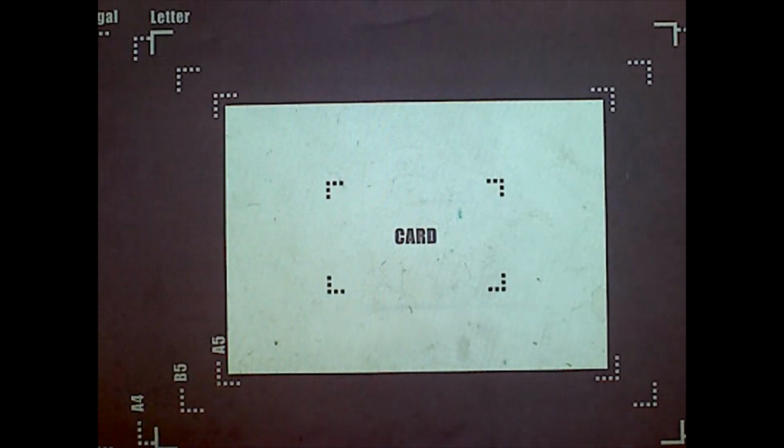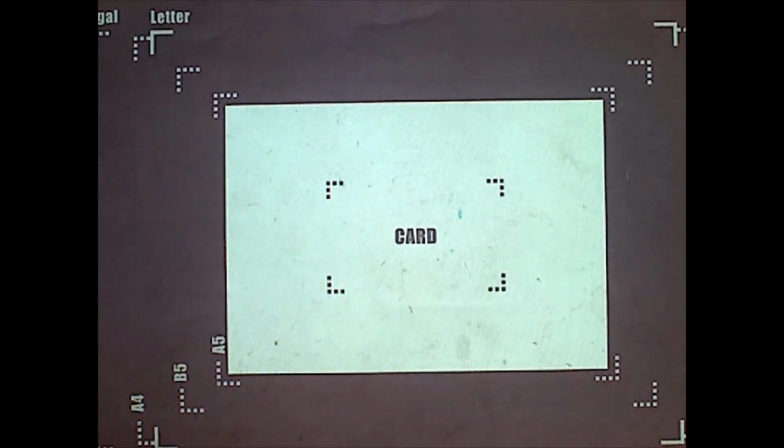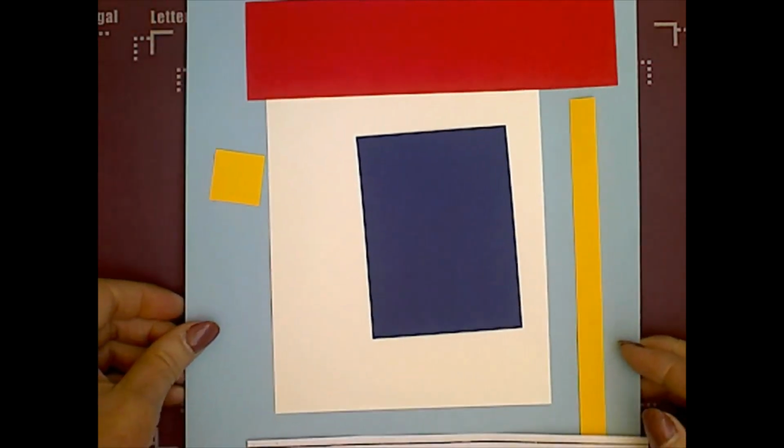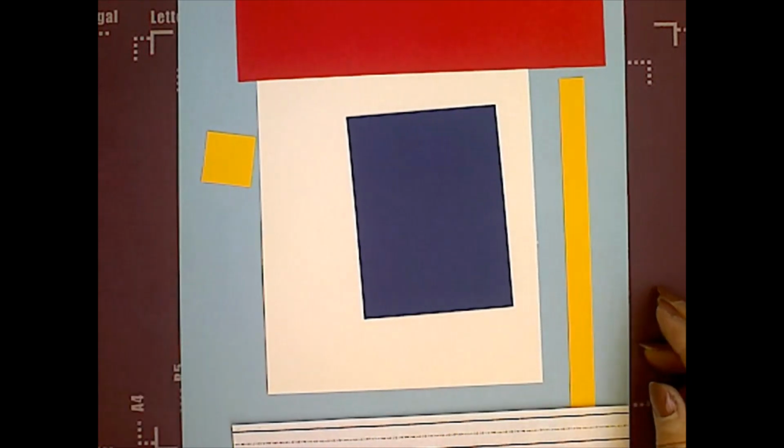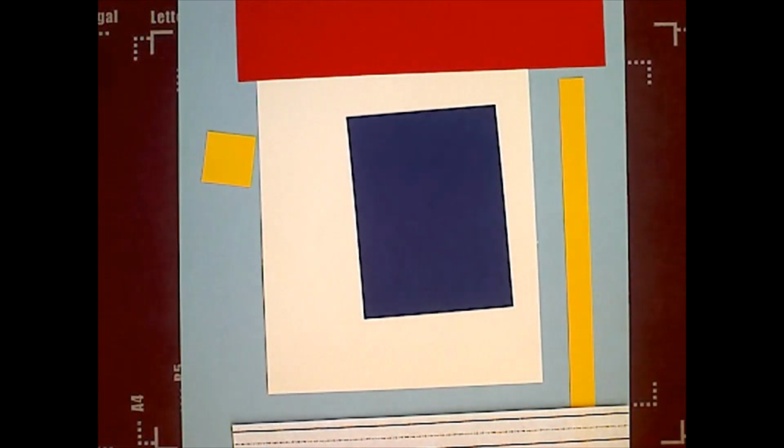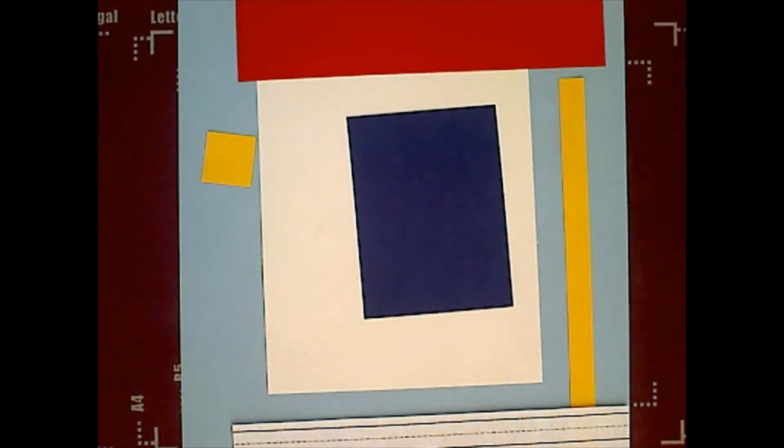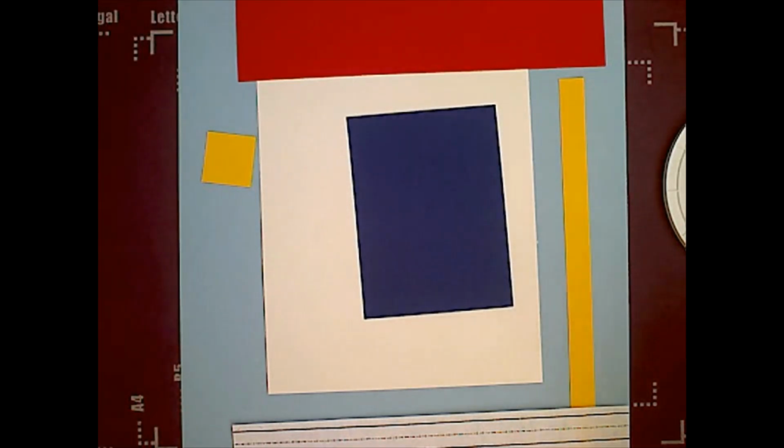So that's a little bit about the Pledge of Allegiance. Today we are going to make a flag, but it's not going to be a flag that has all of the stars and stripes. It's going to be kind of like a symbol to represent the flag.